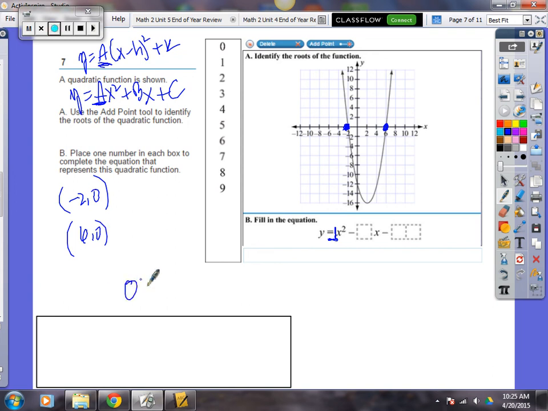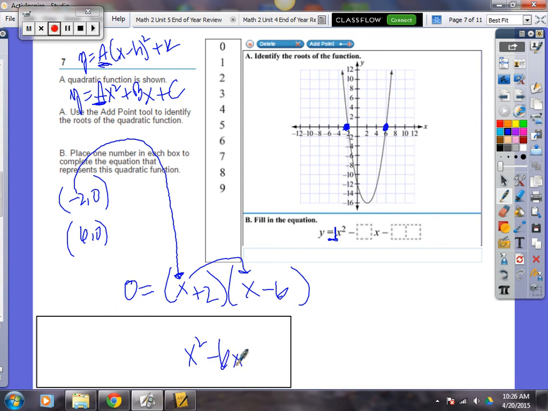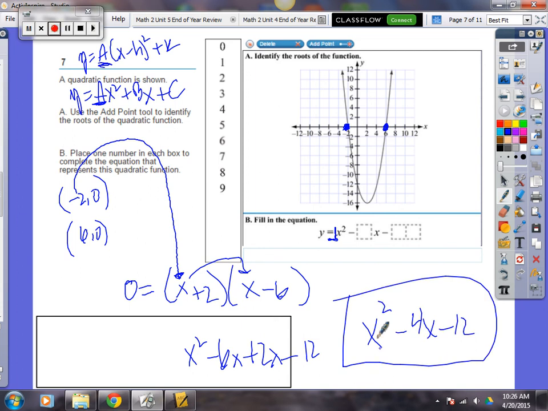The equation is going to be this, 0 equals x, I'm going to do x plus 2 and x minus 6. Because if I plug this negative 2 in, the negative 2 plus 2, there's 0, 0 times that is 0. And now I'm just going to multiply, distribute. So it's going to be x squared minus 6x plus 2x minus 12. So it's going to be x squared minus 4x minus 12. And this is the equation. It's in standard form, which is kind of what they want. So 1x squared minus 4x minus 12.